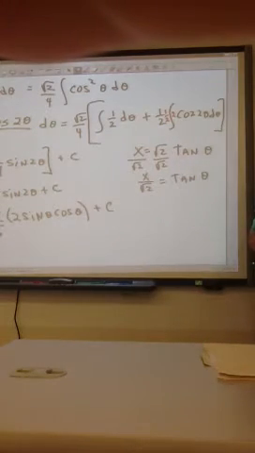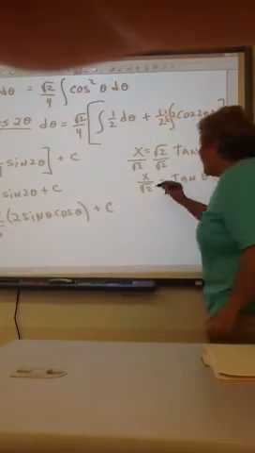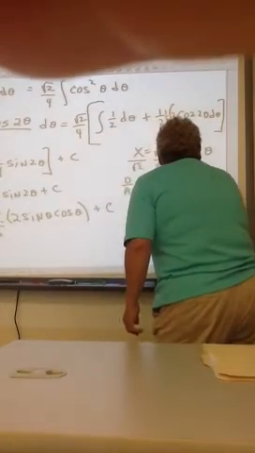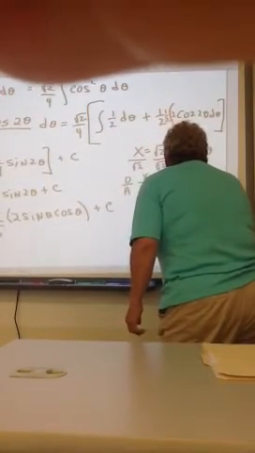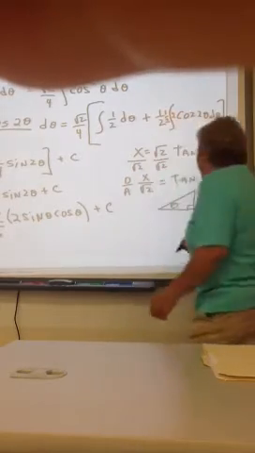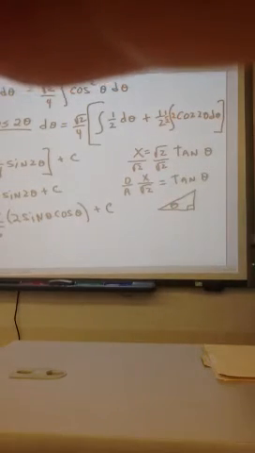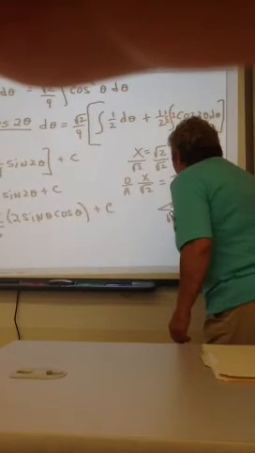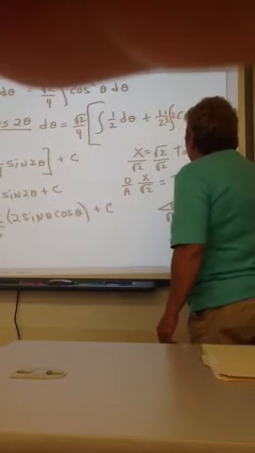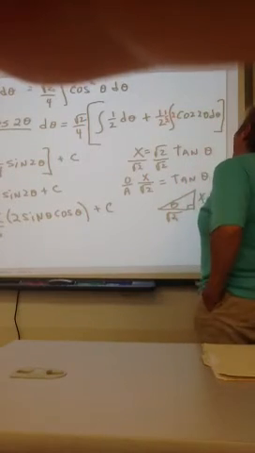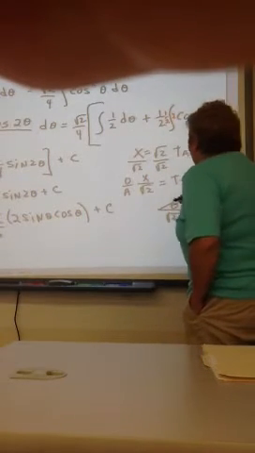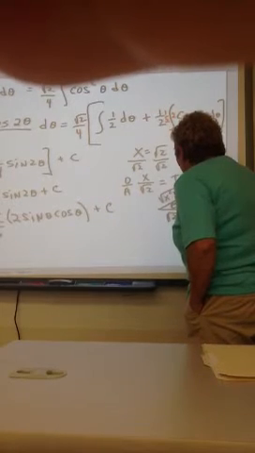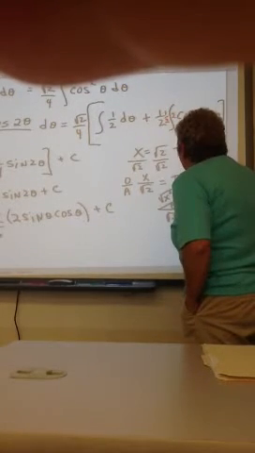Tangent is opposite over adjacent. So you can now draw a little right triangle. There's your theta. The x has got to go there. Square root of 2 has got to go there. C equals the square root of x squared plus 2.